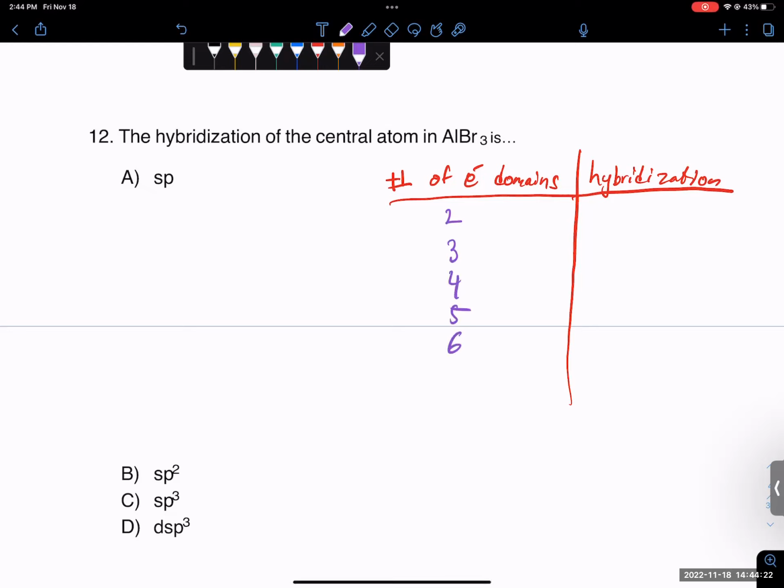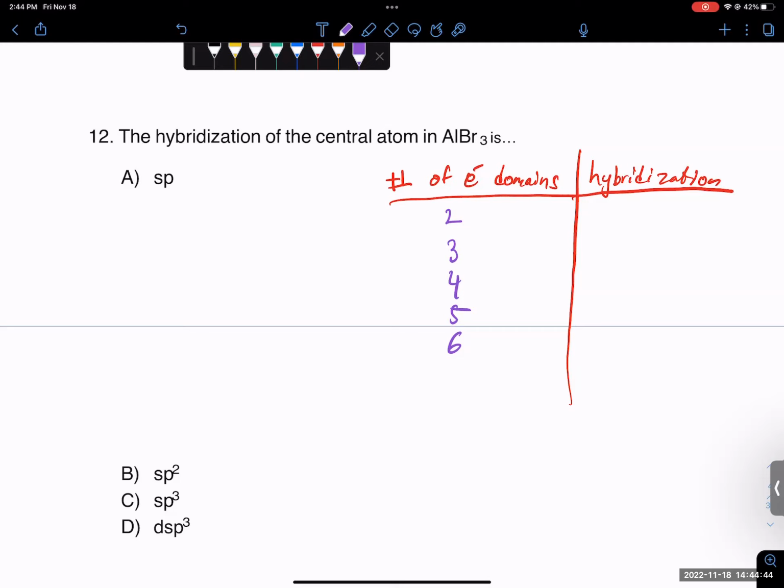2, 3, 4, 5, and 6. Wait, so that's basically it, right? Okay, I know you just said there's no 1, but does hydrogen have an electron domain? Hydrogen has an S orbital, so it can't hybridize because it doesn't have P orbitals. Oh, okay, so it only has the S orbital. Yeah, hybridization is a mixing of the S and the P, so since you need a minimum of 2 orbitals, that's why you start with 2.